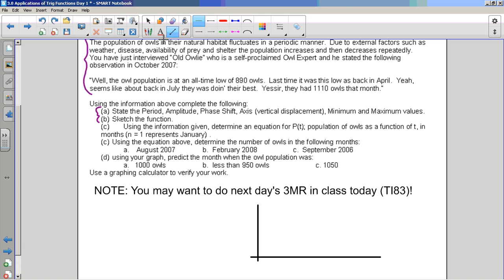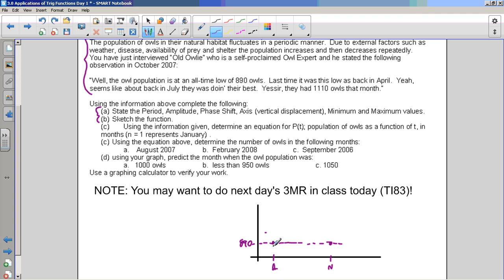The idea is that owl populations, like a lot of animals, fluctuate periodically. So what does it say here? It says the owl population is at an all-time low of 890. So that gives us the minimum, right? The minimum is 890, and that's right now. Last time it was this low was back in April. So here's April, and then now.